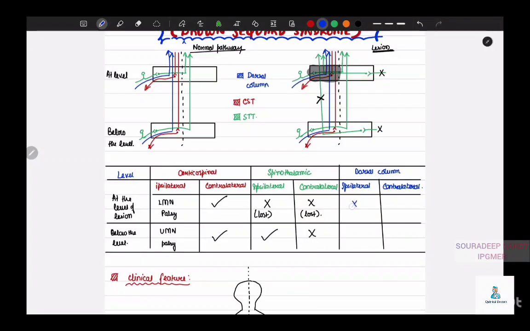Coming to the dorsal column medial lemniscus pathway, at the level there will be an ipsilateral lesion. Also below the level there will be an ipsilateral lesion, but the contralateral dorsal column tract will escape the lesion. I hope you can understand from this chart.